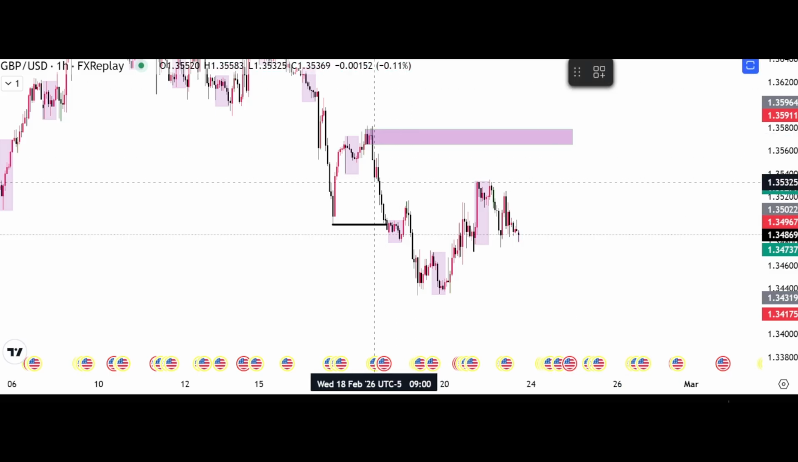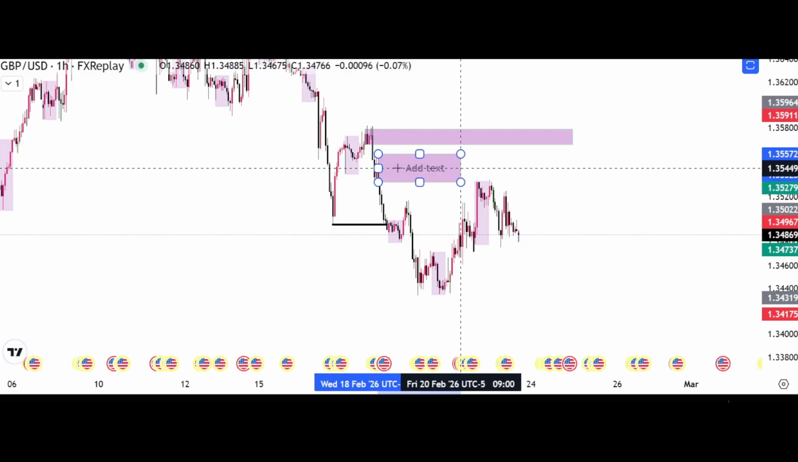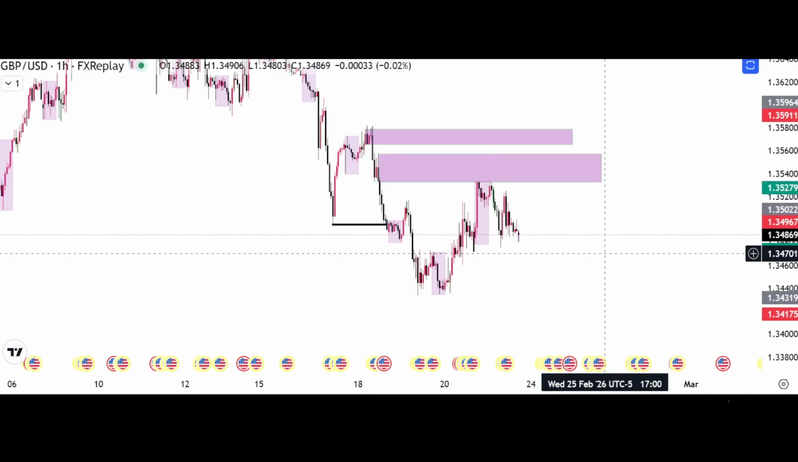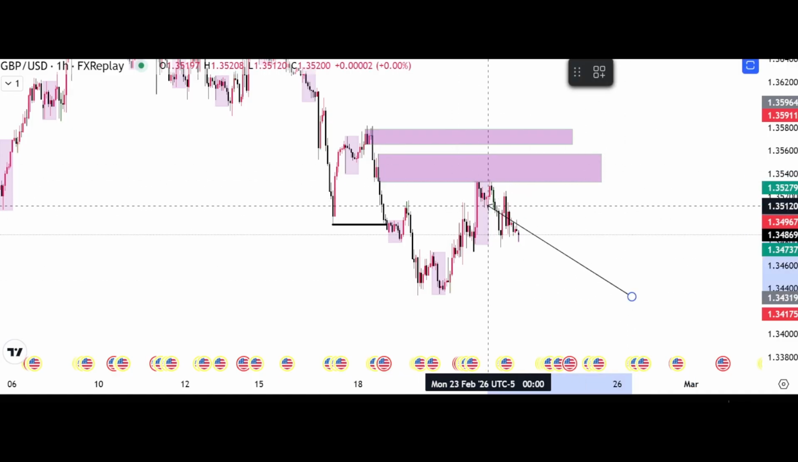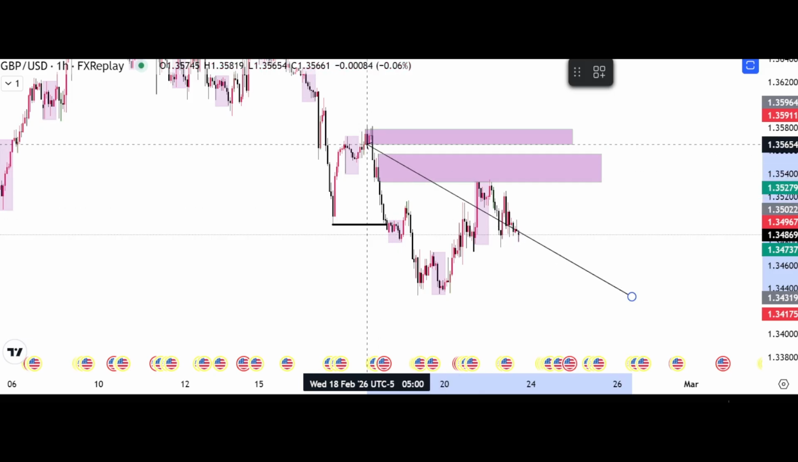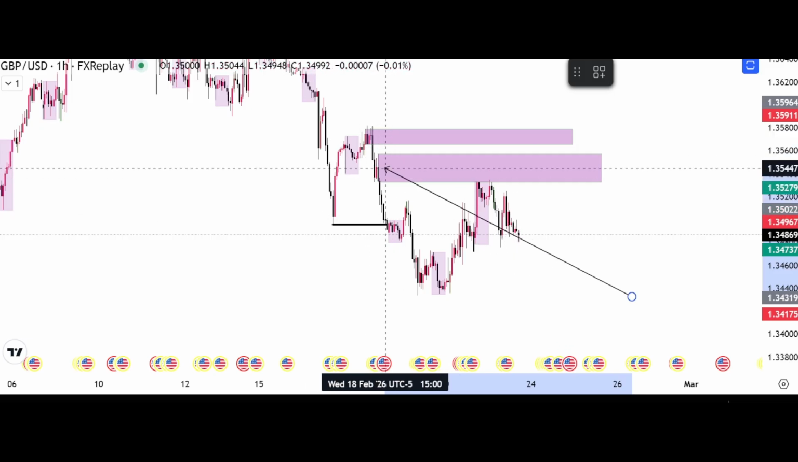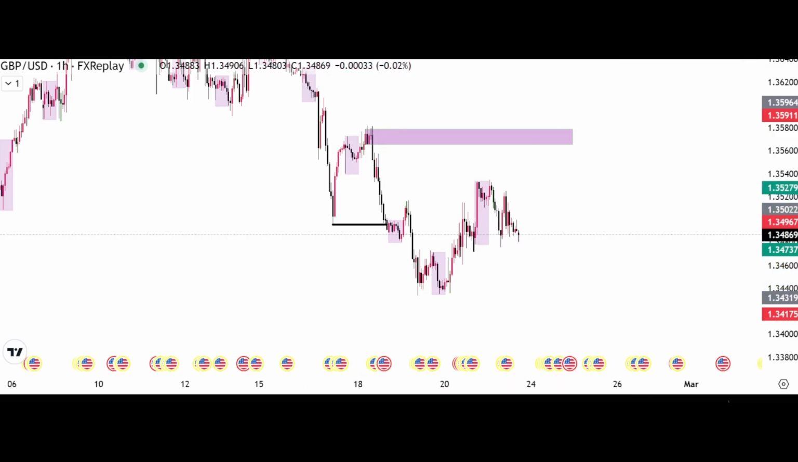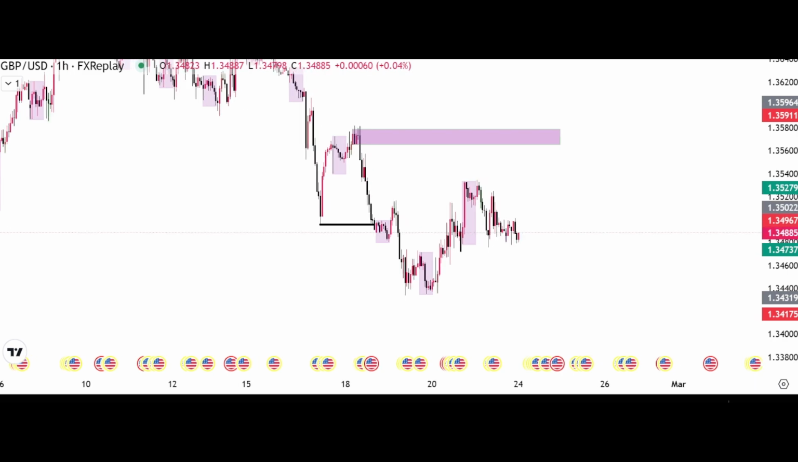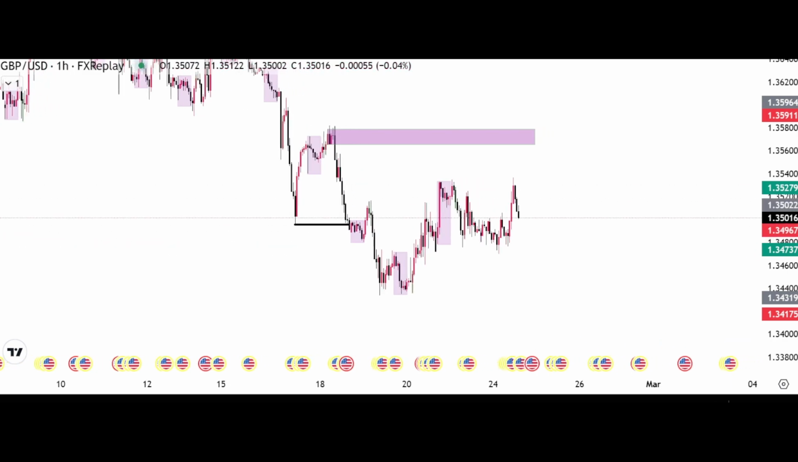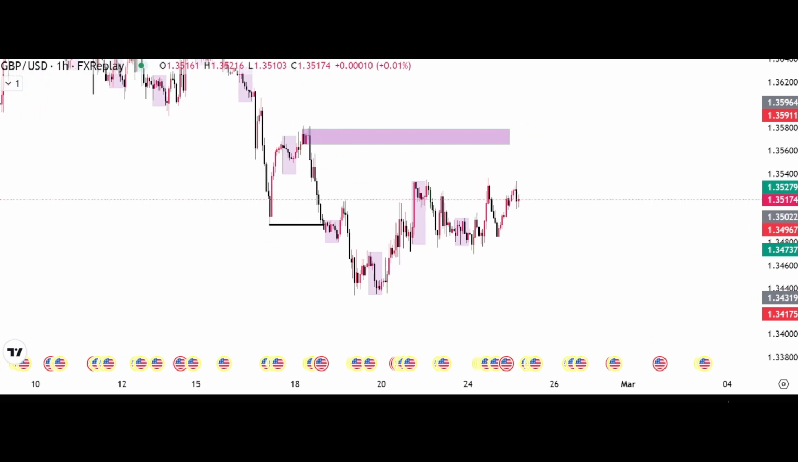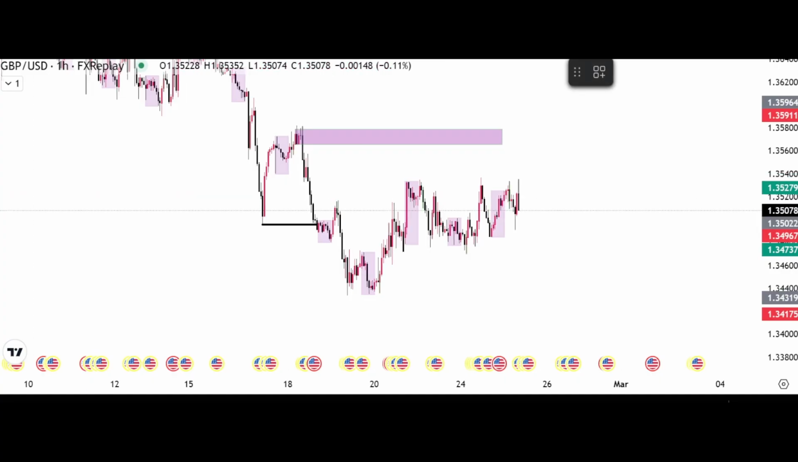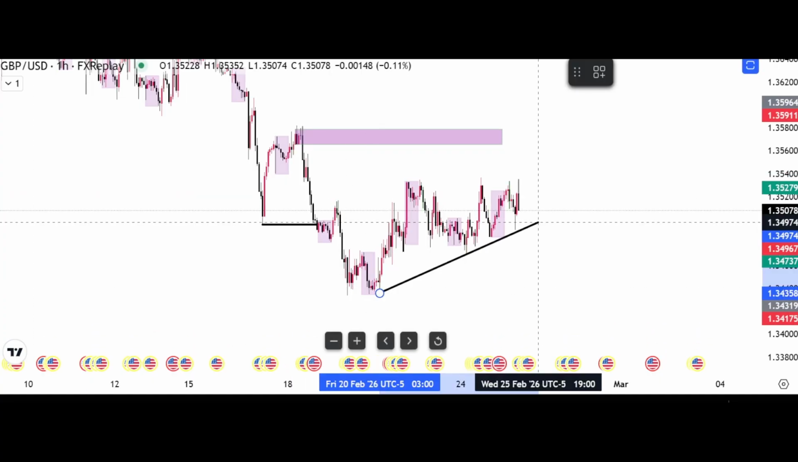Price could also mitigate this decisional point of interest or supply, but as you can see, price tapped it during Asian session. So it is highly unlikely that this decisional point of interest will hold. So let's move the price and wait for the mitigation. As you can see, price still built liquidity.